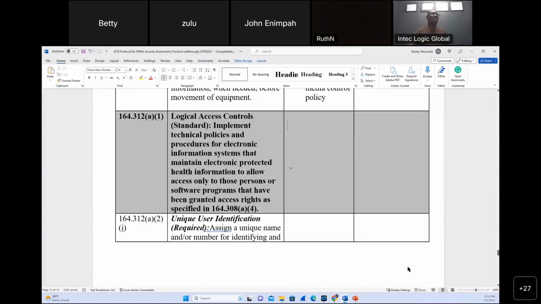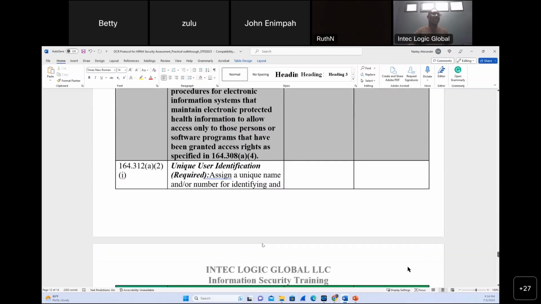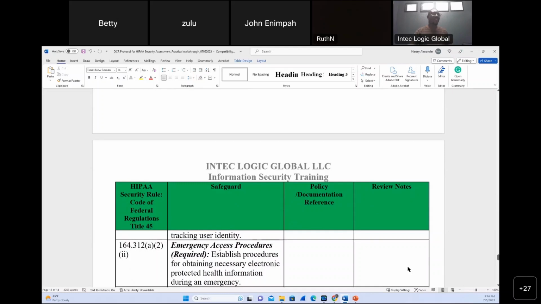Okay, now the last part, that is the logical access control, or the technical side, right? Under that, we have unique user identification. So assign a unique username and/or number for identifying and tracking identity, right?